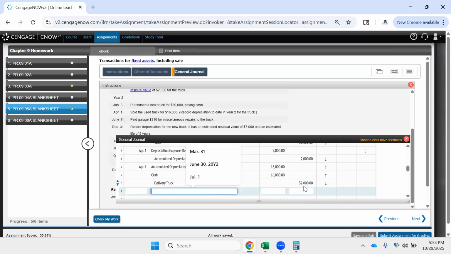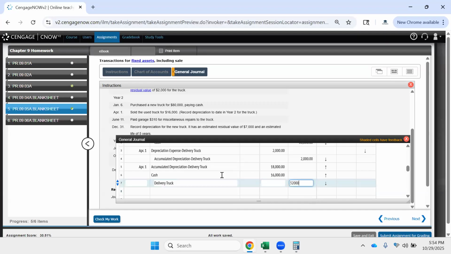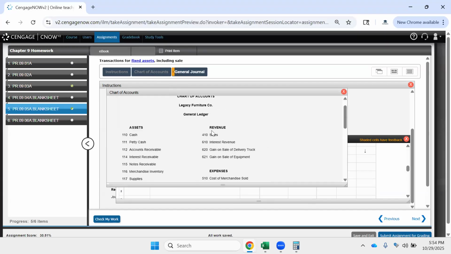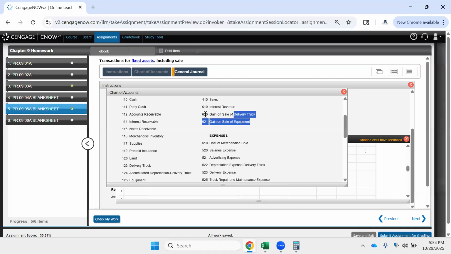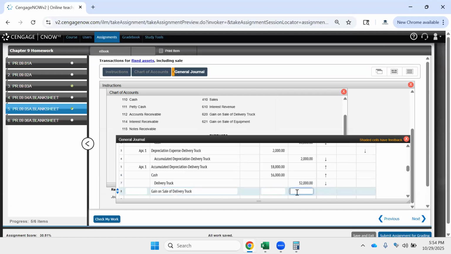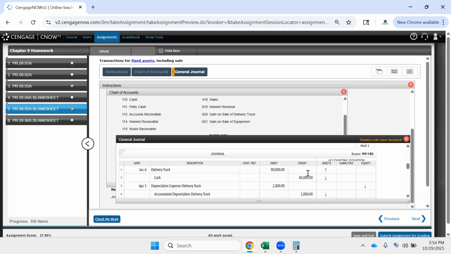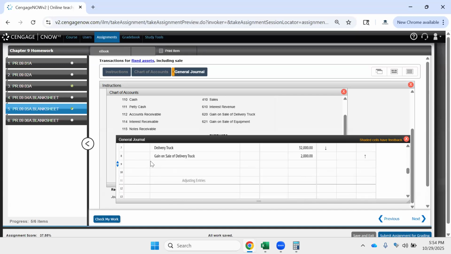So we need to credit our gain because on the balance sheet, the net book value was $14,000 on the date of the sale. We sold it for 16,000, we have a gain. And that's going to be in the revenue section here, gain on sale of delivery truck. And it looks like we have to attempt this entire problem before we can check our work.